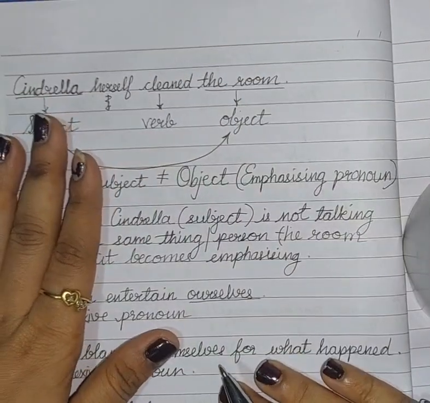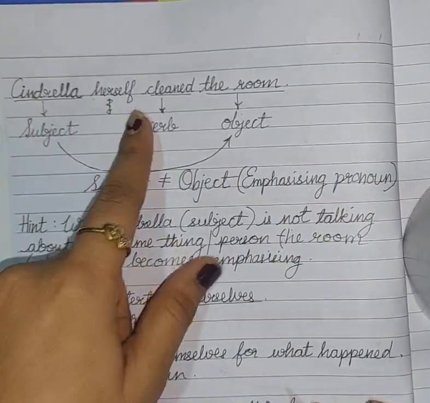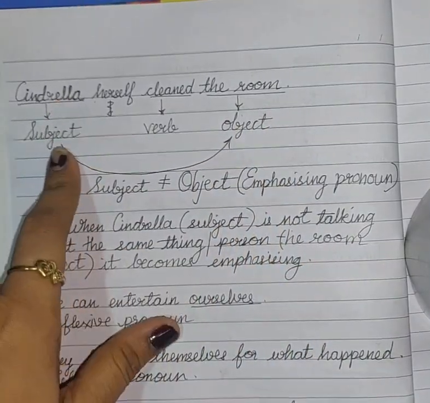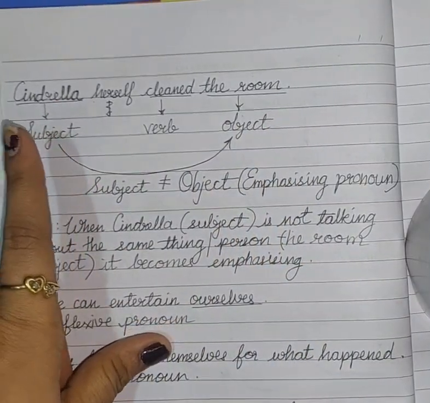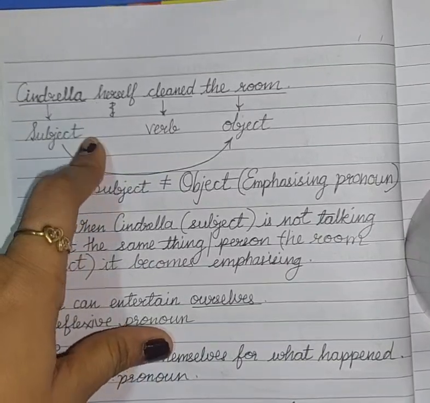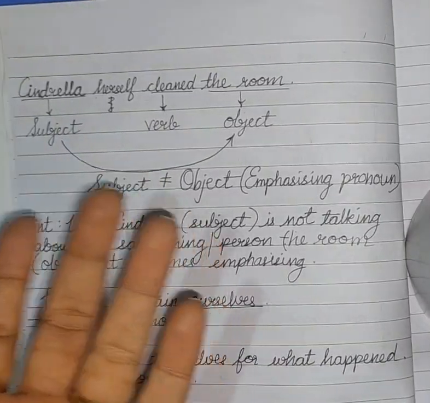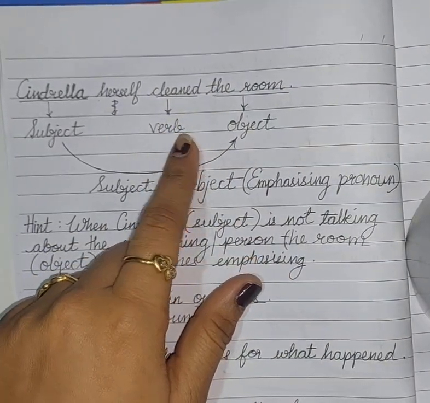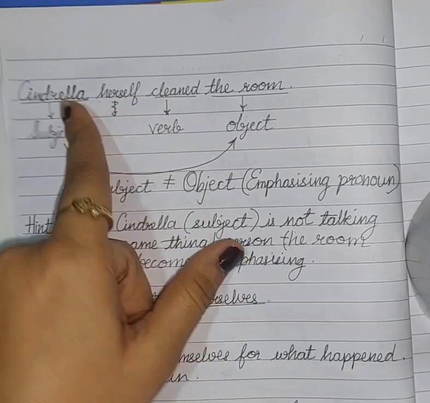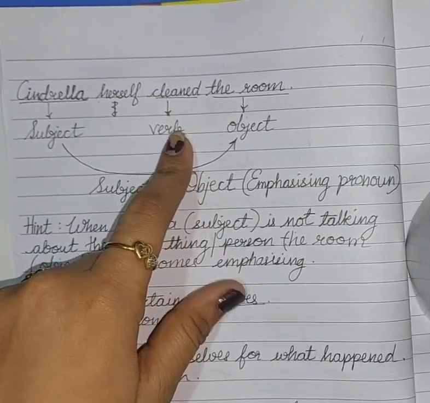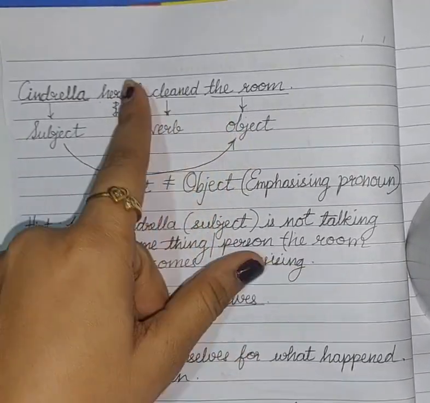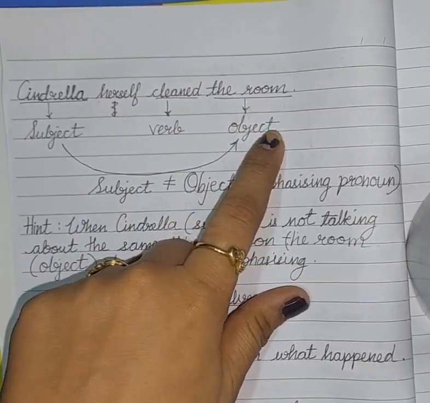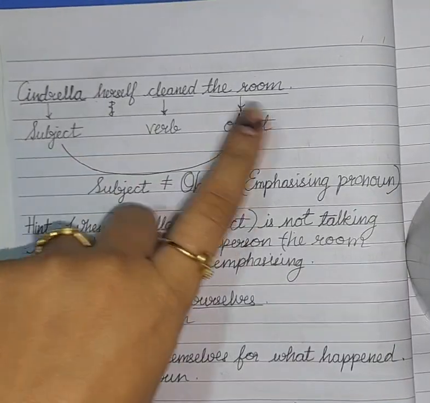Now let's look at the second sentence. Here Cinderella herself cleaned the room. So here Cinderella is the subject. The doer of the action is the subject. Who is doing the action? Cinderella. Okay. She is doing what? So she is doing the action. That is the verb. She is cleaning. So she cleaned. Cinderella herself cleaned. What? Or to whom we can say. So she cleaned the room. The room is the object over here. And you can see I have marked subject, verb, object.